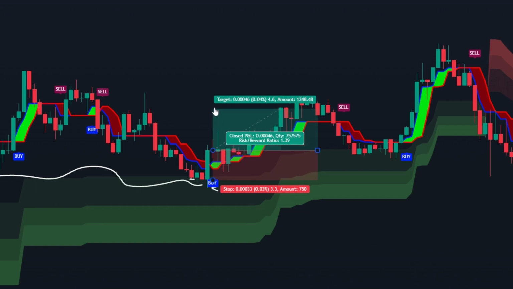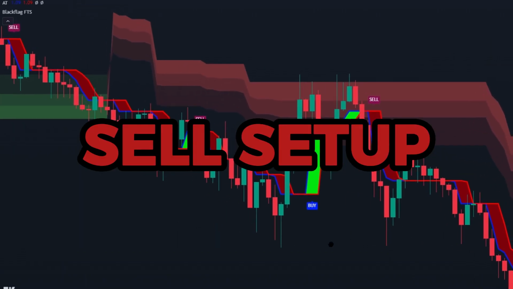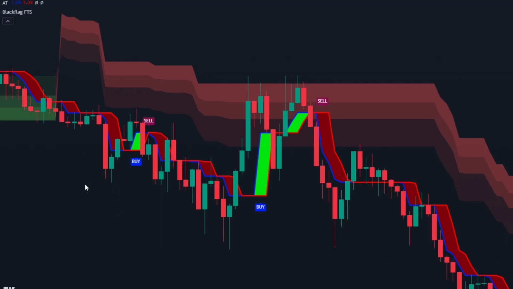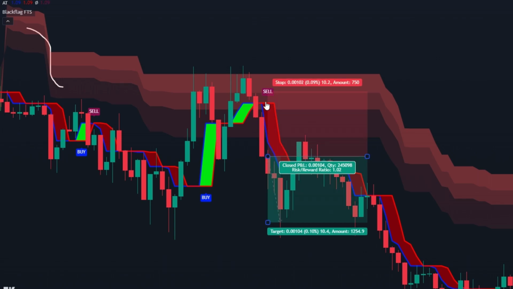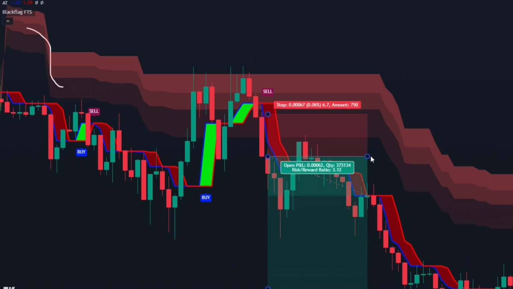Look at this. Sell setup. To establish a sell setup, adhere to these guidelines. Ensure that both the band and background are red. Wait for the market to approach the red band. Once this proximity is achieved, a sell signal will soon emerge. Initiate your trade and allow it to reach your profit target.